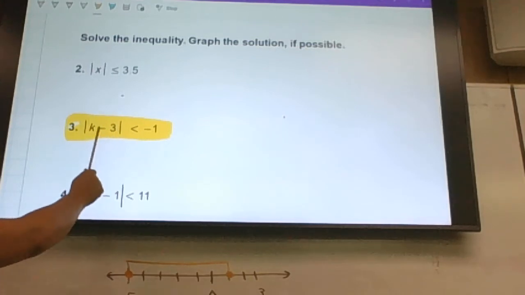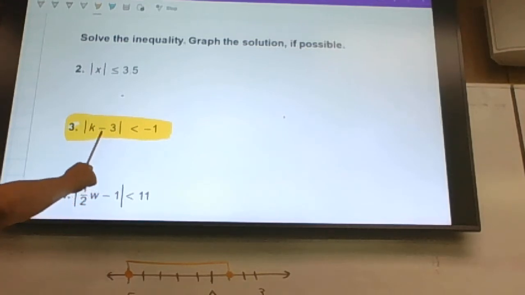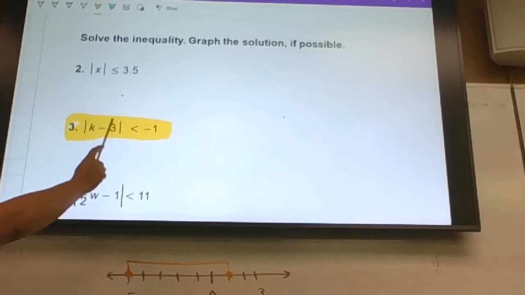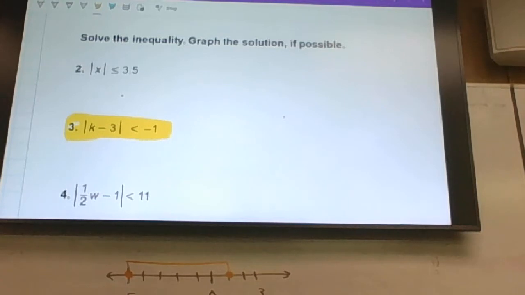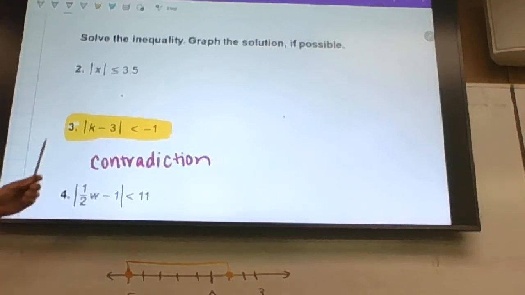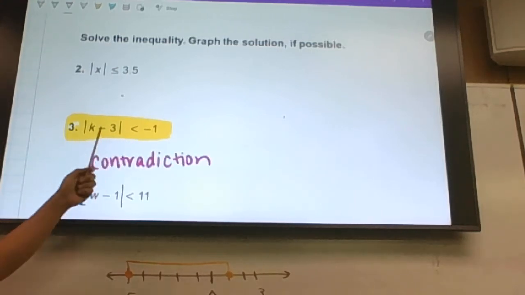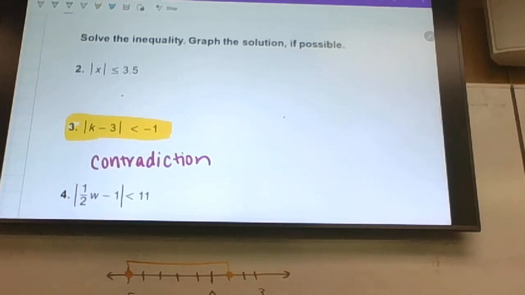This, by definition, is always positive. So will this ever be true? Will this ever be less than negative 1? No. Never. In English terms, I think you did this in English class, this is called a contradiction. This doesn't match up. Distance is never negative. That's a contradiction. In math terms, in some places, they do call it a contradiction. We can just call it no solution.